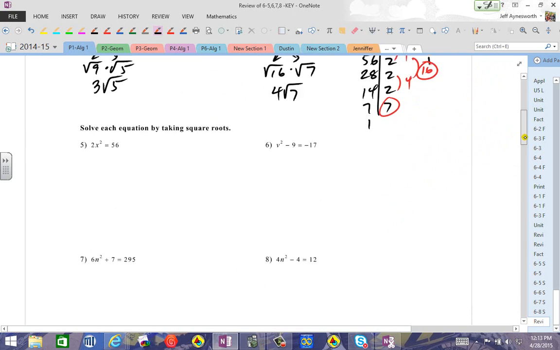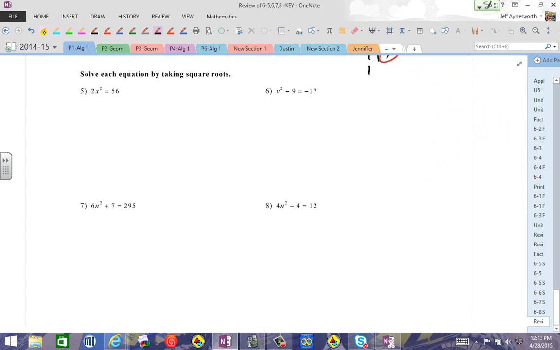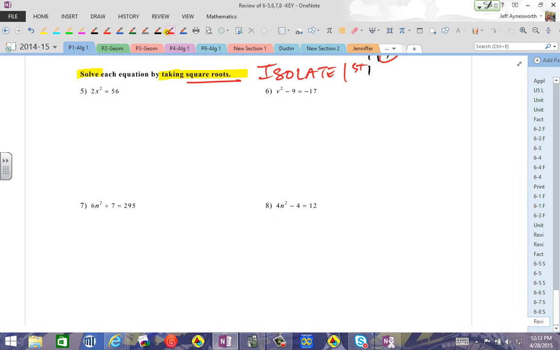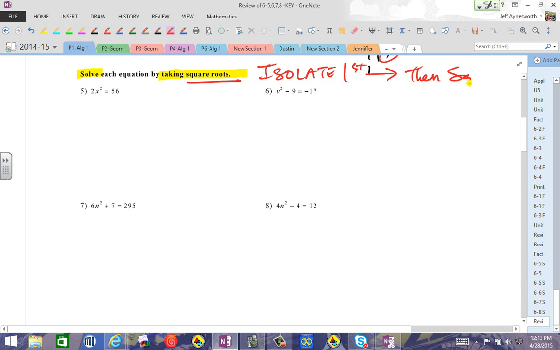Now in the next group here, we want to solve, it says solve the equation by square roots. All right, and the key on that one is to isolate your square term. So isolate your x squared or the square term first. So isolate first. And I'm talking about the x squared term here, or the v squared, or the n squared here. You got to isolate first and then root. Okay, then square root both sides.